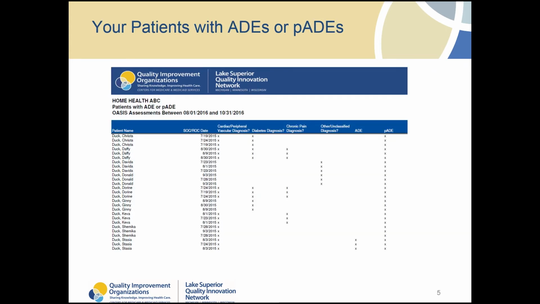On the following page, you will find your agency's data. Your agency's name is included with all patients' names listed from OASIS assessments between the identified time periods. The start of care or resumption of care date is listed. The appropriate diagnoses are checked, including cardiac peripheral vascular disease, diabetes, and/or chronic pain, or other unclassified diagnosis. Also included is whether or not an ADE or pADE was discovered.